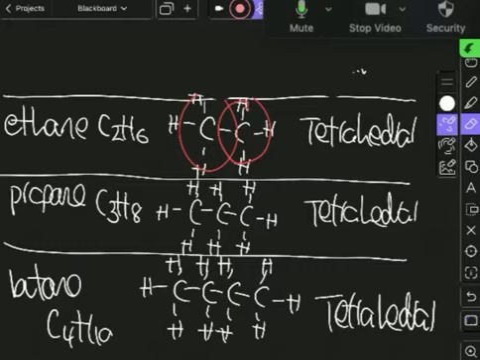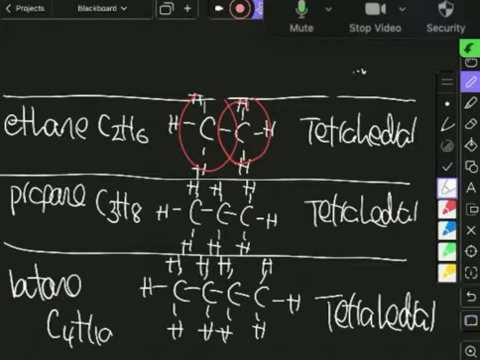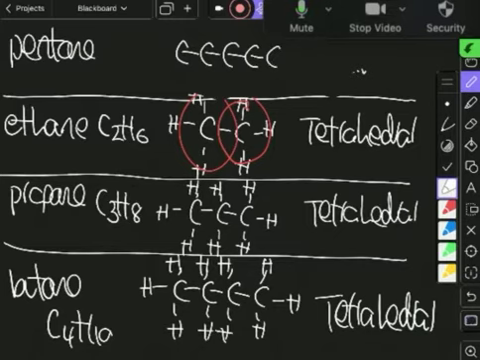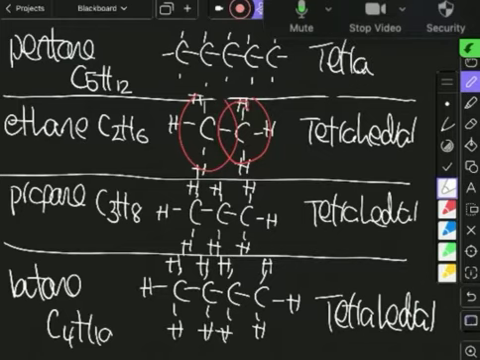So in terms of our but, we go pent. 1, 2, 3, 4, 5, fill with hydrogen. I'm going to get lazy now and not fill with hydrogen, but this should be C5H12, and again it will be tetrahedral in geometry.